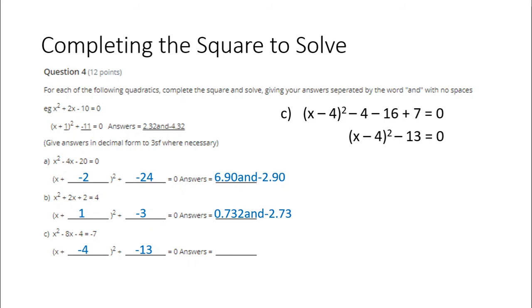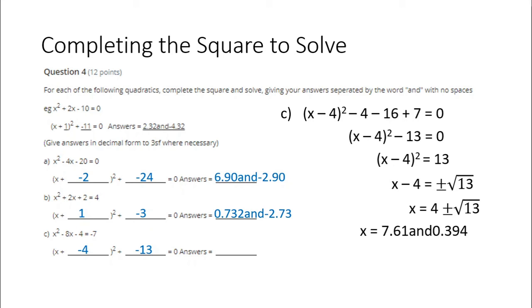Again, to solve, let's get x on its own. First, we'll get rid of the -13, making it positive on the other side. Then we'll get rid of the square sign, square rooting, remember plus and minus square root. And then we'll get the x on its own, moving the -4 to the other side, making it positive. So +4 plus or minus the square root of 13, our two answers are 7.61 and 0.394. Again, both values to 3 significant figures.